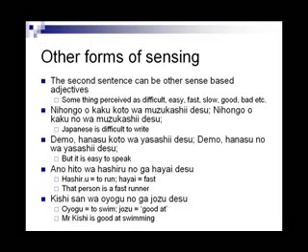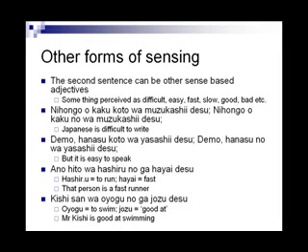Let us consider some more examples that talk of people's strength. Anohito wa hashiru no ga hayai desu. Hashiru means to run, hayai means fast. That person is a fast runner is the meaning. Kishi-san wa oyogu no ga jozu desu. Oyogu means to swim, jozu means good at. Mr. Kishi is good at swimming is the meaning.